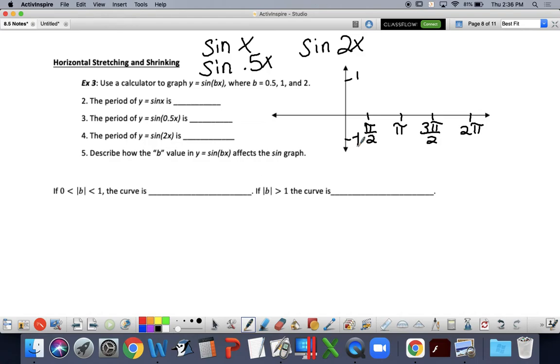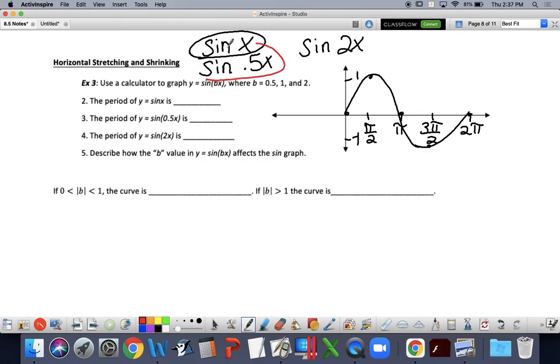And this is where you may want some colored pencils to kind of graph all of these things. So we know what the sine of x is going to look like, and I'm going to put it on here just so we can kind of see the differences. So there's our sine function, our regular old sine function.